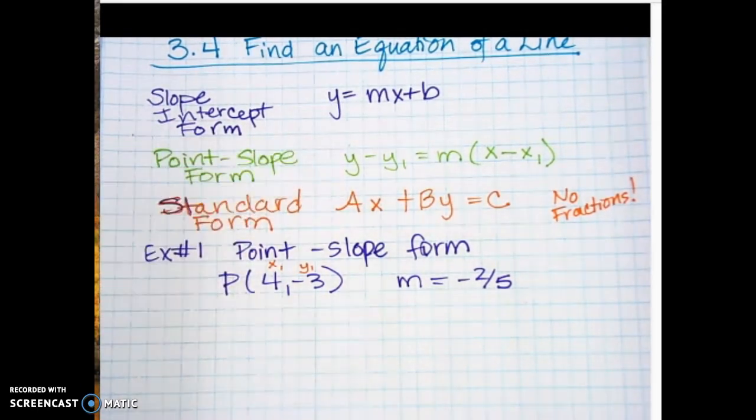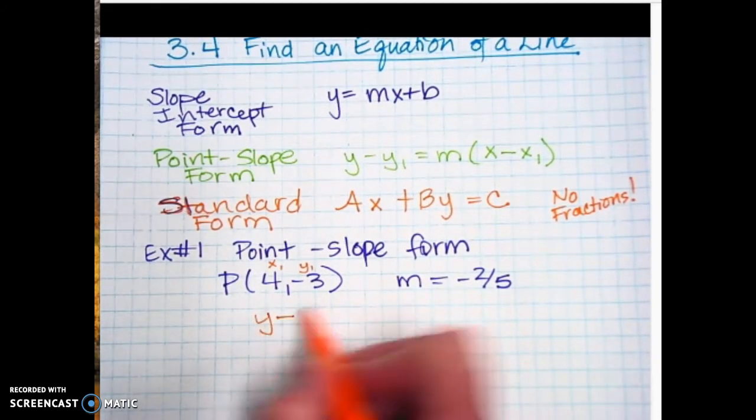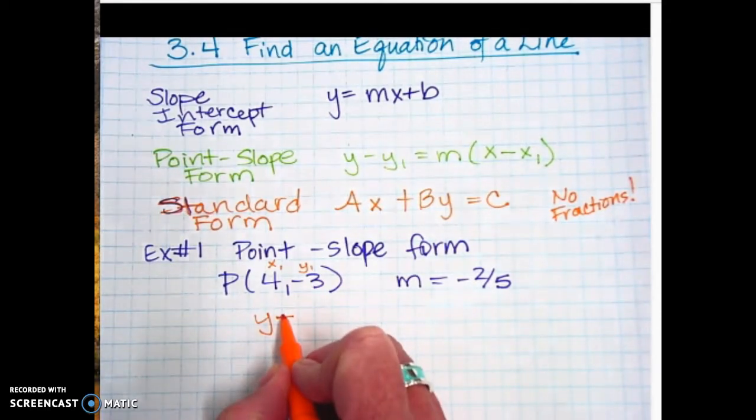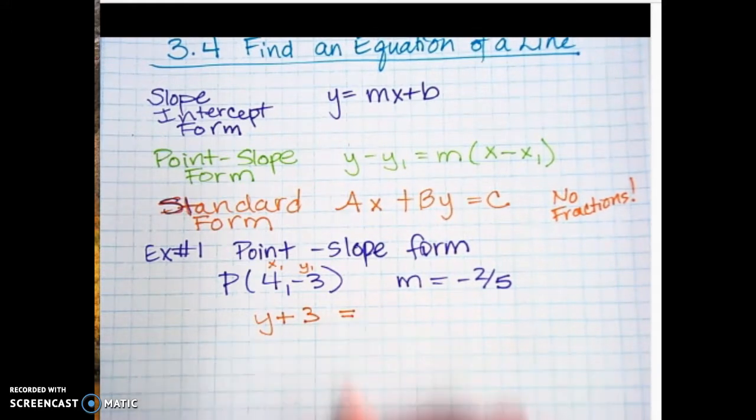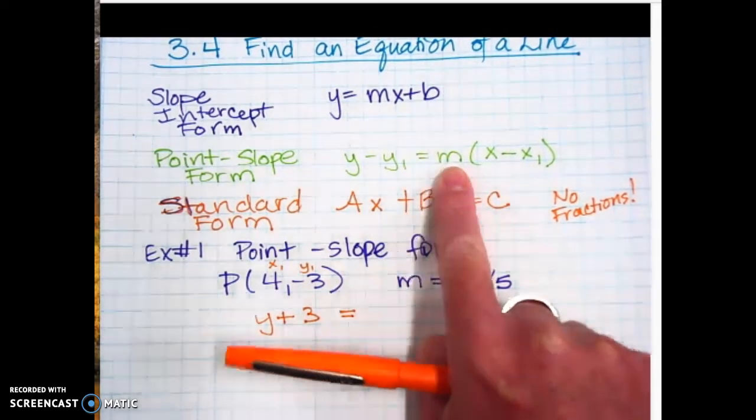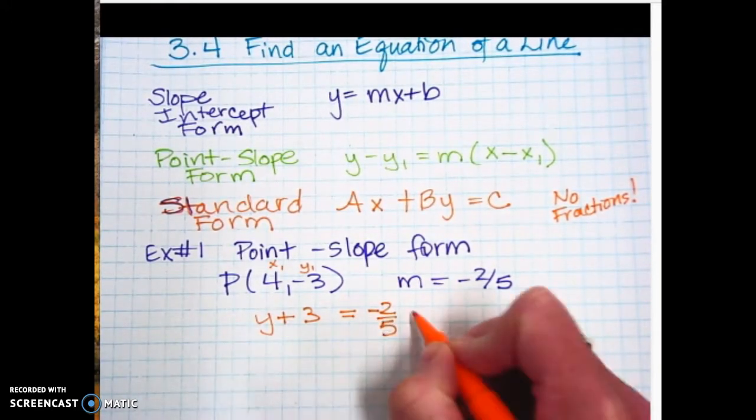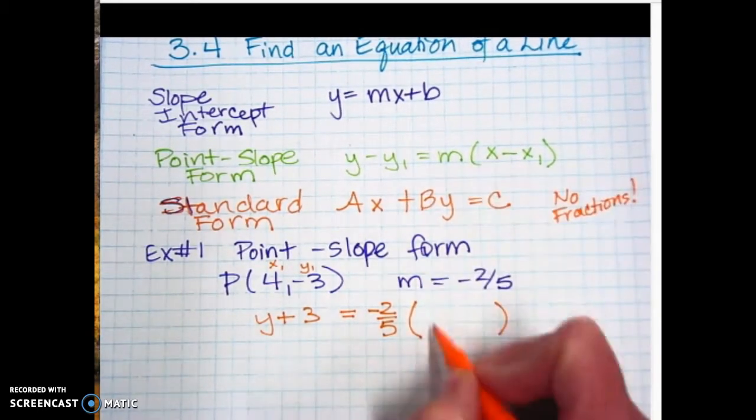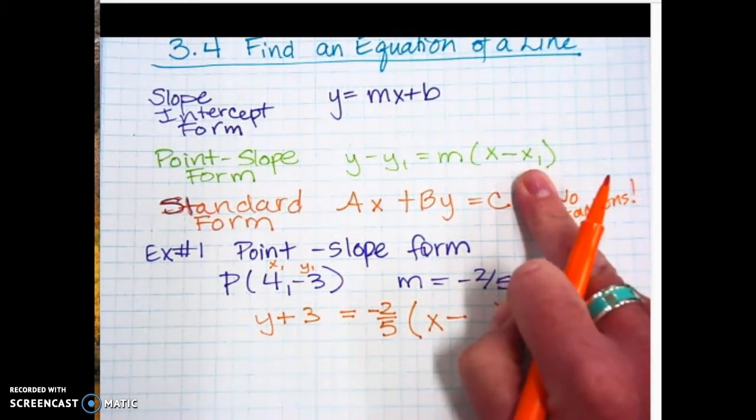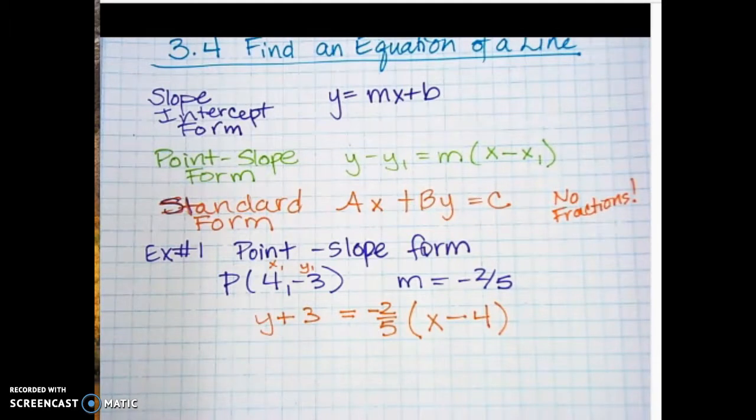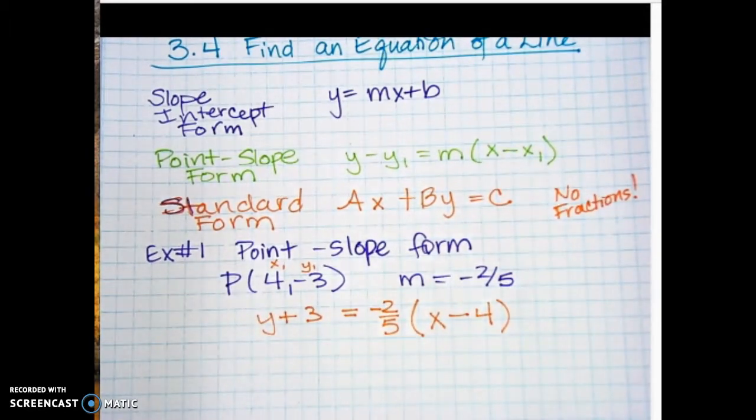If you start with the point-slope form up here in green, you take y minus the y value, which in this case is negative 3. So I'm going to change this from minus to plus. That's equal to the m, which they gave us, -2/5. Then in parentheses, we write x minus the x value. The x value is 4, so you just plug in 4. Super, super easy. And you stop there. If it asks for it in point-slope, you're done. It feels so easy, like you should be doing more.